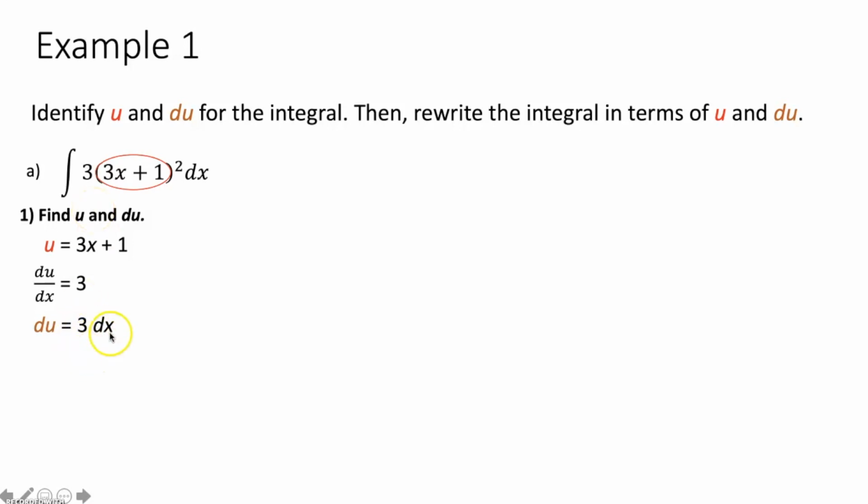Because if we look at our integral, we now have u equal to 3x plus 1, and du is equal to 3 dx. And notice there's a 3 times dx in the problem. So when I rewrite my integral here, I'm going to substitute u in for that 3x plus 1, and I'm going to substitute du in for 3 dx. So our new integral looks like this, the integral of u squared du. That's why U-substitution is important, because look how much easier this is to integrate than that.